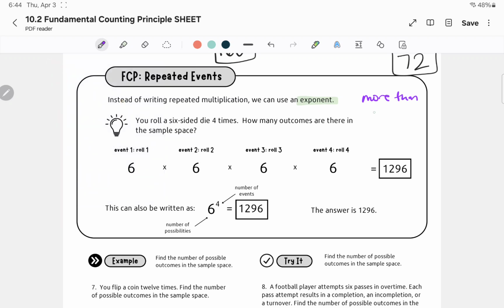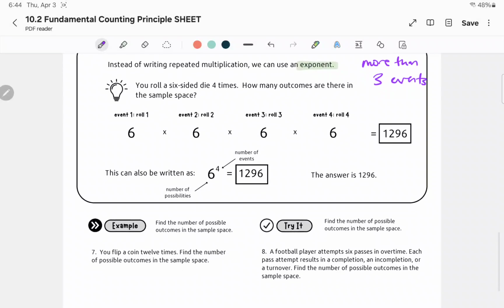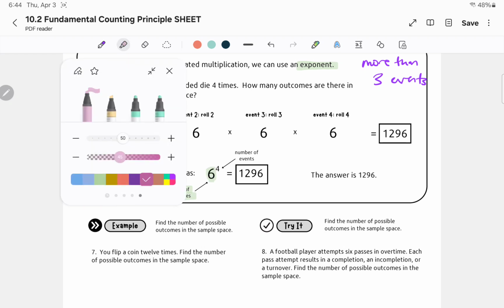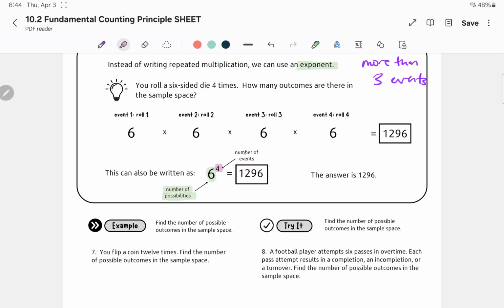Because we don't want to keep, we could write each event and just keep writing it like I showed here in this example, but why do that when we could just use an exponent? So basically the base is going to be the number of possibilities. Let's actually put that. So number of possibilities is going to be the base, and then the exponent is going to be the number of events, okay? And that should make sense because the possibilities, that's what we're always multiplying. And the number of events, that's how many times we're multiplying it.